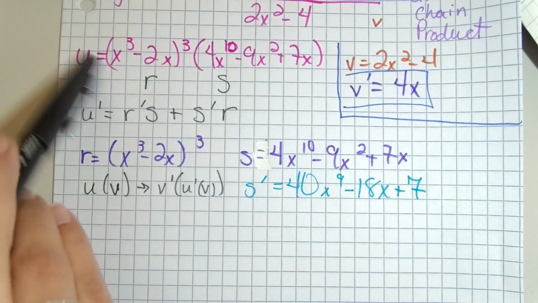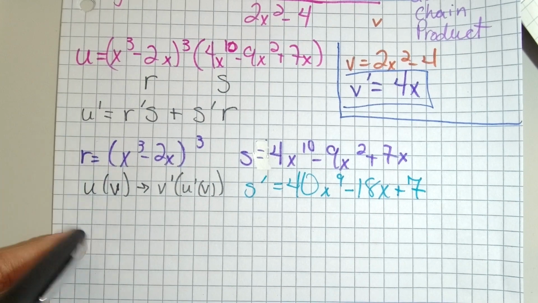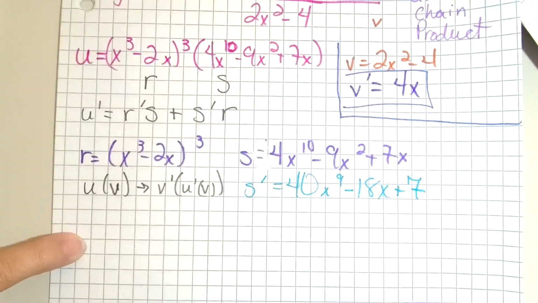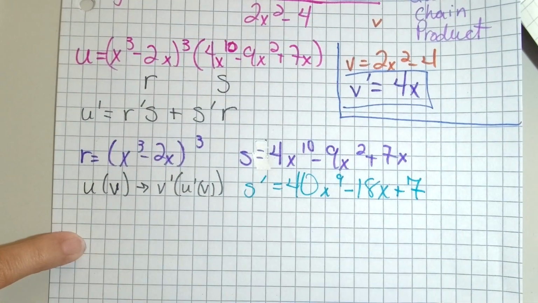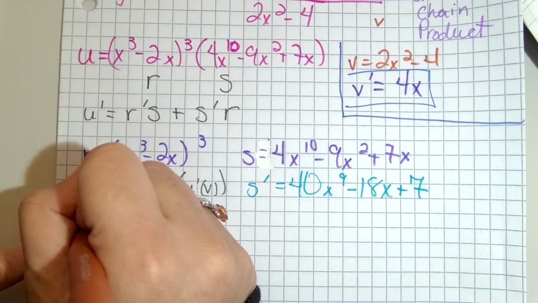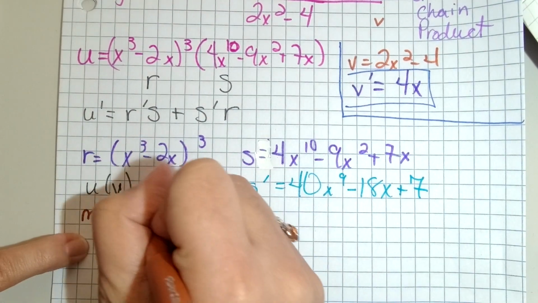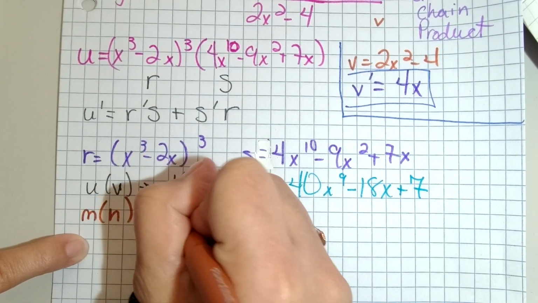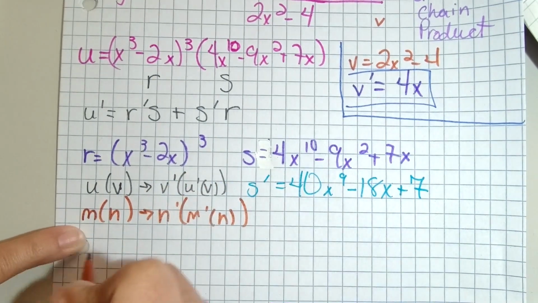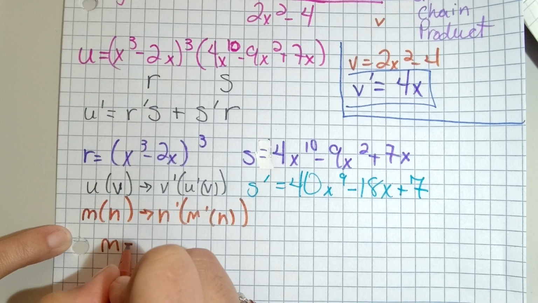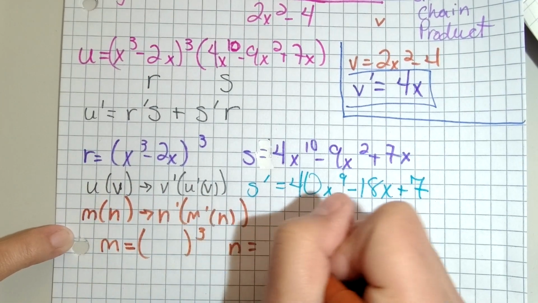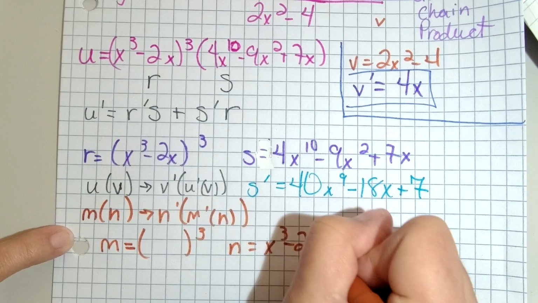But I don't want to use U and V because it confuses me, so I don't want to use R and S because I'm using R and S already. So I'm going to use, any preference? No? Okay, then I'm going to use M and N. So it's going to be N prime, M prime of N. And I'm just going to separate it. M is my parentheses cubed, N is my inside, which is x cubed minus 2x.